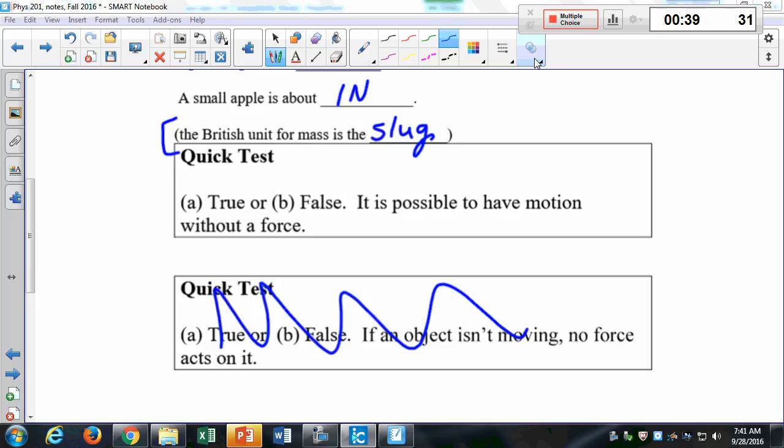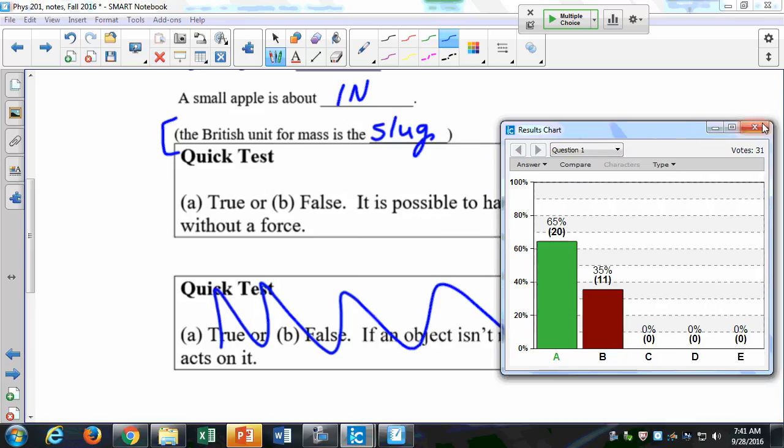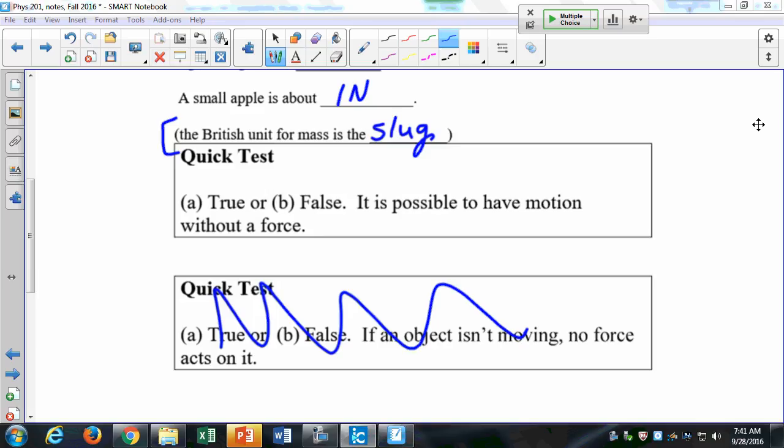Okay, it is possible to have motion without a force. You can go back to Newton's first law that an object will continue in its state of motion, whether it's at rest or in motion, unless a force acts upon it. So that means that you can have something that's moving at a constant speed or a constant velocity and have no forces acting upon it. In fact, it will move at that constant velocity until a force acts upon it. So the answer here is A, it's true.